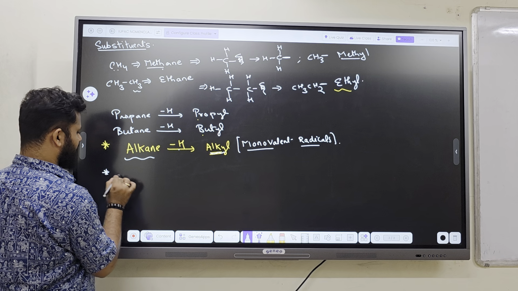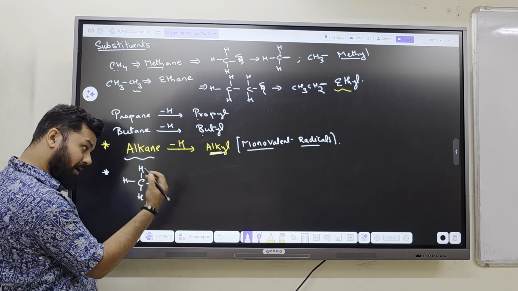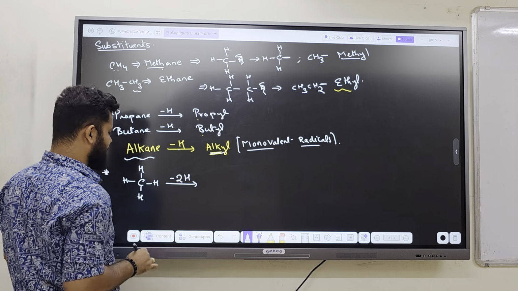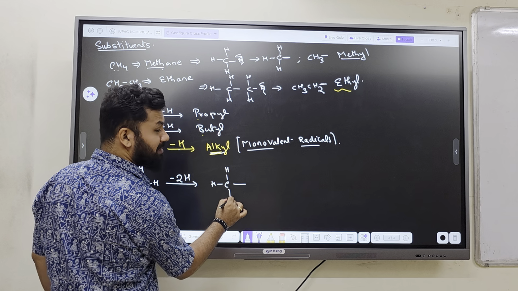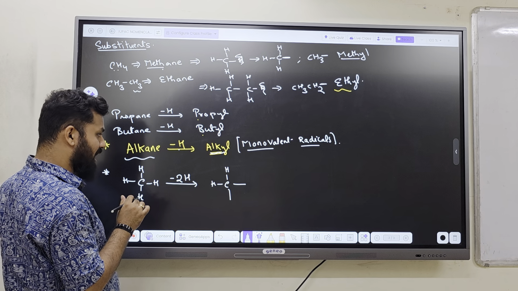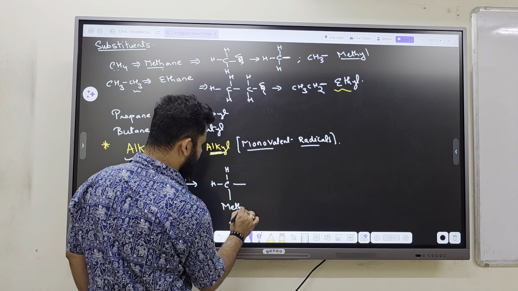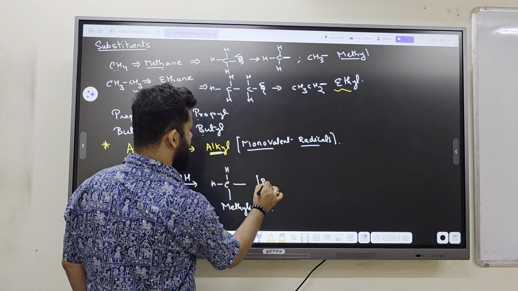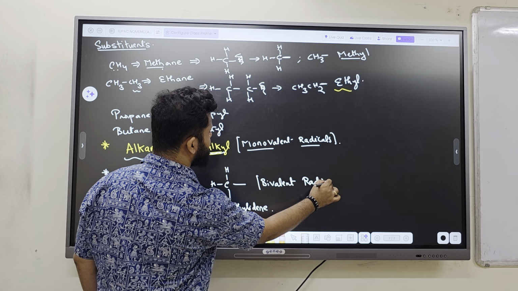For example, let us say that from methane, if I remove one hydrogen, I get methyl. But if I remove two hydrogens, then two valencies are free. So this is not called methyl. It has to have some other name. This is called methylidine, and this is going to be our bivalent radical or bivalent substituent.